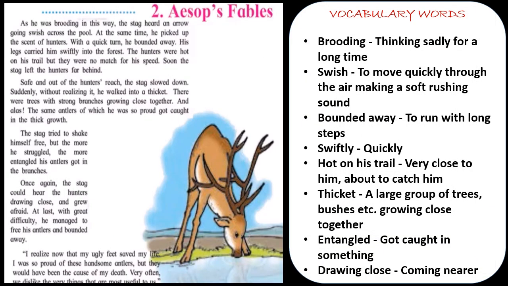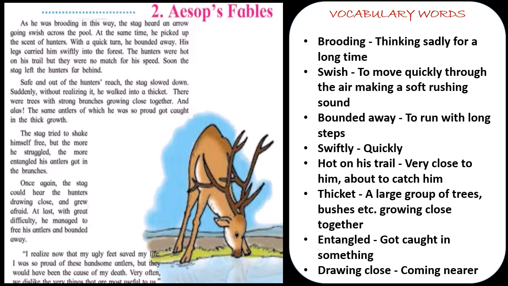As he was brooding in this way, the stag heard an arrow going swish across the pool. Brooding means thinking sadly for a long time. Swish means to move quickly through the air, making a soft rushing sound. At the same time, he picked up the scent of hunters. With a quick turn, he bounded away. Bounded away means to run with long steps.